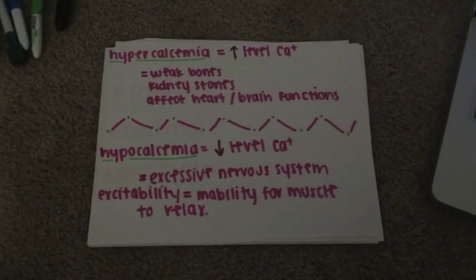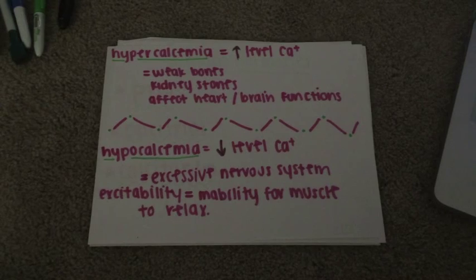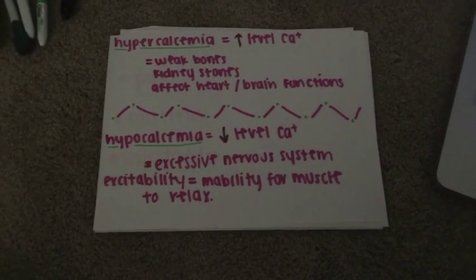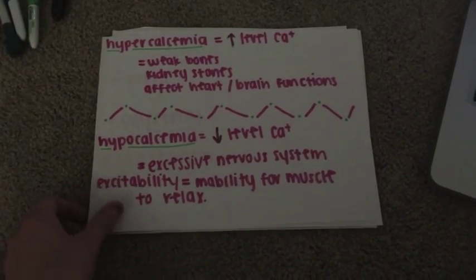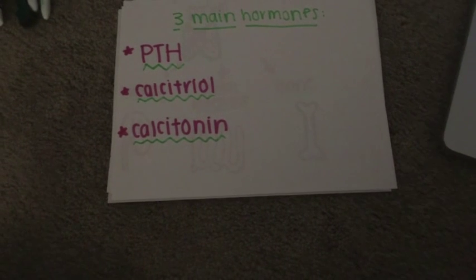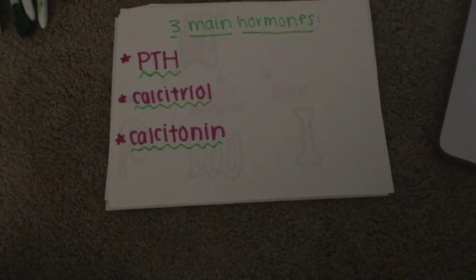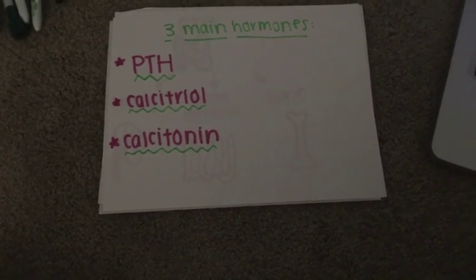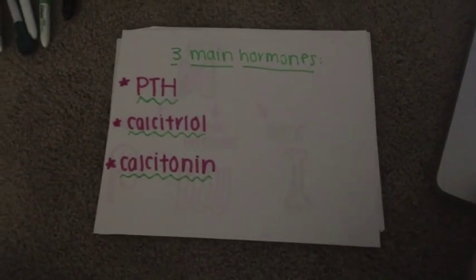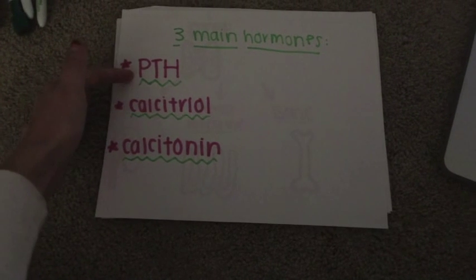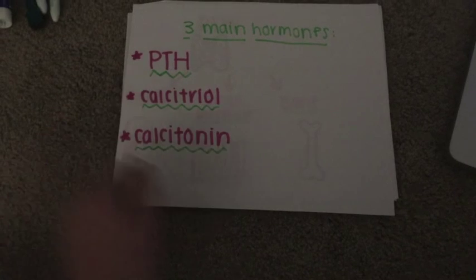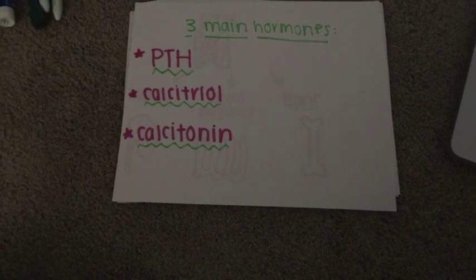Hypocalcemia means you have excess nervous system excitability and the inability for muscle to relax. This result can be fatal. The normal level of calcium in the human body is around 10 milligrams per 100 milliliters. In order to maintain a constant healthy level of calcium, our body has a mechanism for homeostasis. There are three main hormones that help maintain calcium homeostasis: parathyroid hormone, calcitriol, and calcitonin.